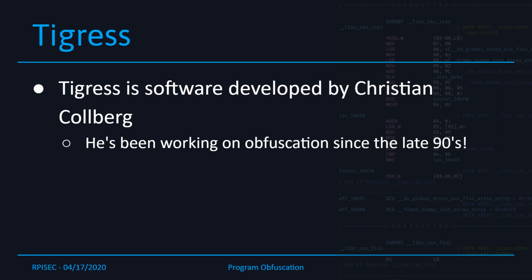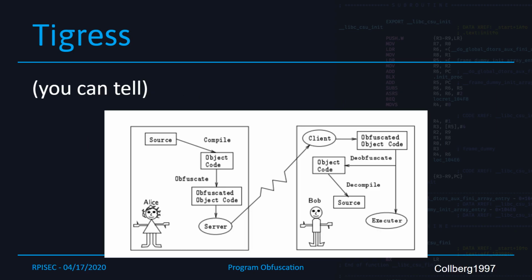Soapboxing. I mentioned this earlier, Tigress. It's software developed by Christian Collberg, who is the author of that 1997 paper and continues to do work in obfuscation today. I think he's in the author list of like half the papers I cited here. He's been working on this for a while, as a figure from the original 1997 paper shows. With all due respect, it's a very 1990s paper.